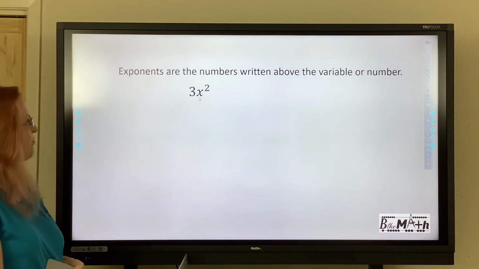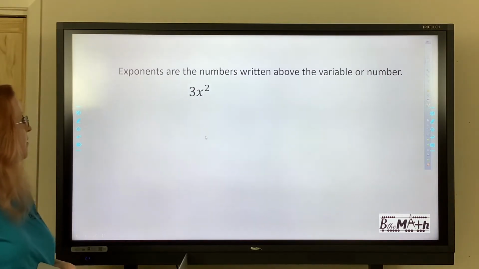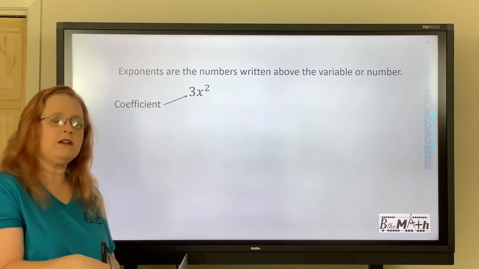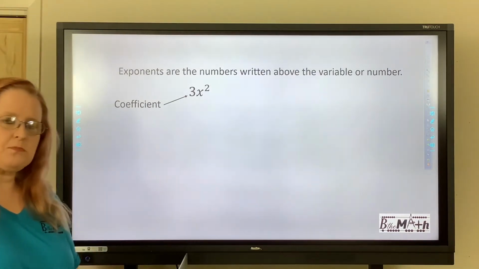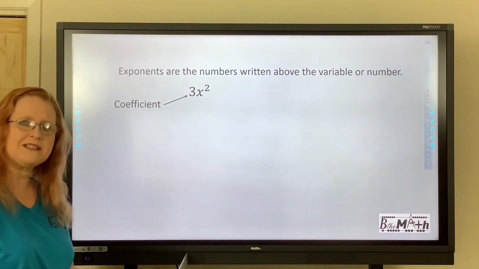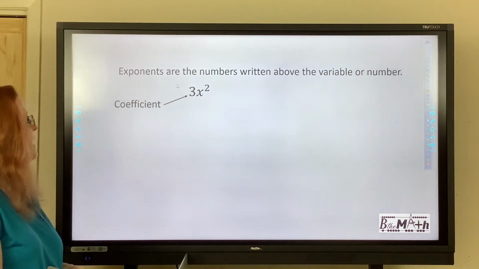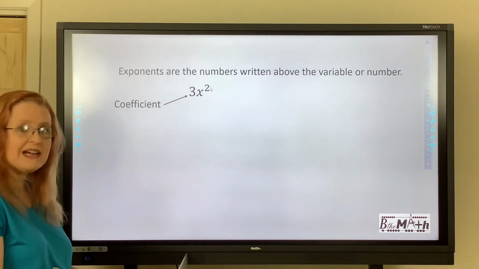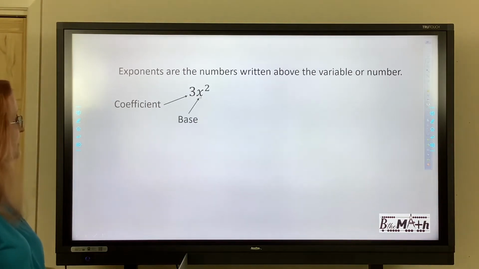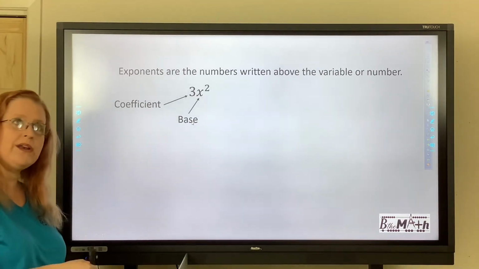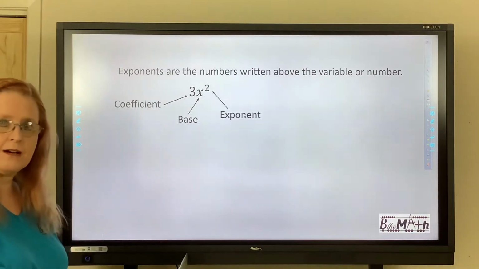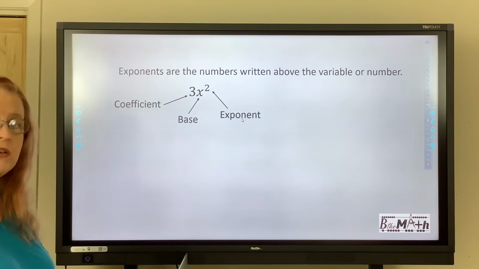And so if we have 3x squared, the 3 is the coefficient. That just means it's the number in front of. It has its own exponent of 1 because when a number or a letter is written without an exponent, it's understood to be 1. And so it's not part of the exponent here. Now this x squared, the x is my base. It's what is being multiplied. And the exponent tells me how many times to multiply it by itself.